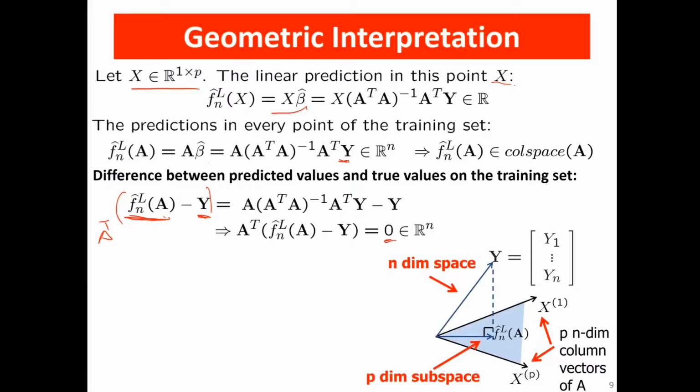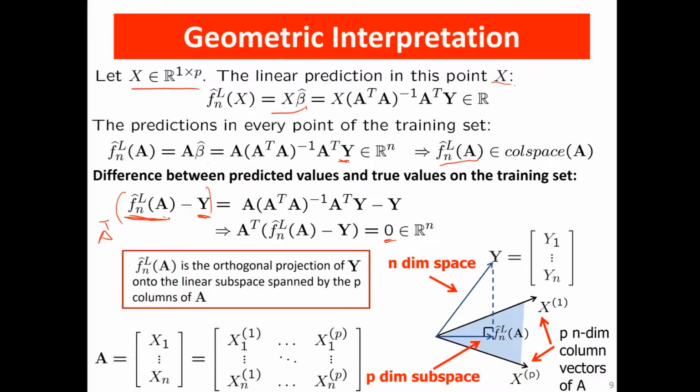As we already discussed, f hat(A) is in the column space of matrix A. It could be anywhere in the shaded area, but we also know that y minus f hat(A) has to be orthogonal to the column space of A. What it means is that f hat(A) is the orthogonal projection of y to the column space of A. y is an n-dimensional vector. The column space of matrix A, because we have p column vectors, is a p-dimensional subspace in this n-dimensional space. So we proved that f hat(A) is the orthogonal projection of the n-dimensional y vector onto the linear subspace spanned by the p columns of matrix A. And again, just for reference, I wrote that A is an n times p matrix where x1, x2, ..., xn row vectors are our training points.